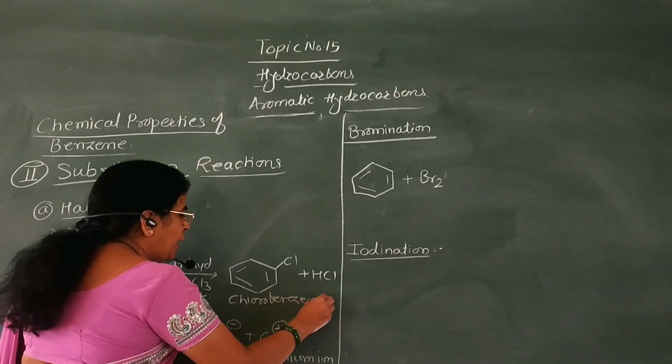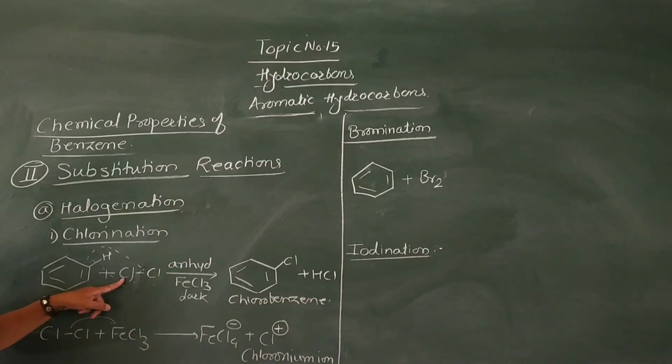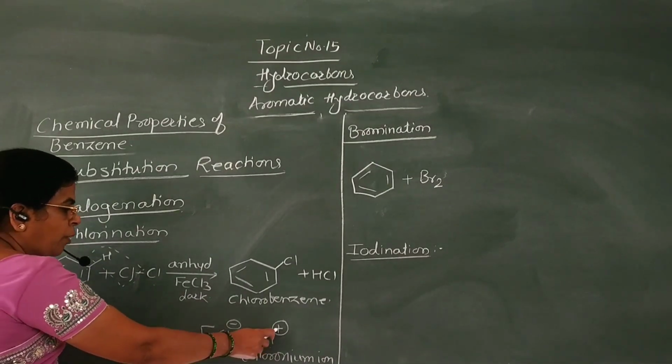Now here the electrophile is chlorine, or the chloronium ion. How is it formed? When this chlorine molecule is treated with anhydrous FeCl3, the breaking of the bond takes place. FeCl3 is an electrophile and therefore it attracts the chloride ion, the nucleophile, towards itself, and this chlorine takes away both bonded electron pair to form FeCl4 minus ion, and this chlorine becomes positively charged.